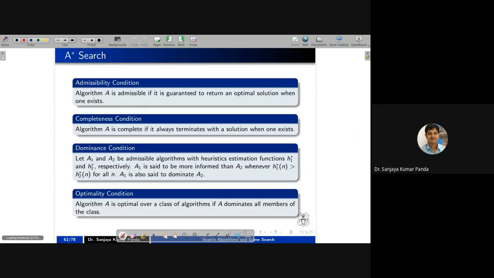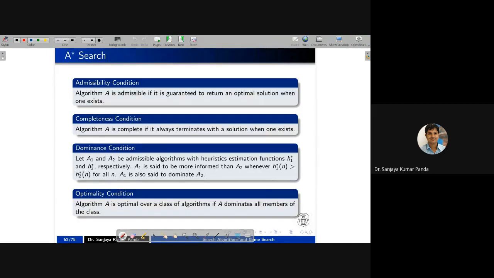These are some of the conditions that A star satisfies. First one is called the admissibility condition. Admissibility condition says that the algorithm A is admissible if it is guaranteed to return an optimal solution when a solution exists. Second one is the completeness condition, which we already know. Algorithm A is complete if it always terminates with a solution when one exists.